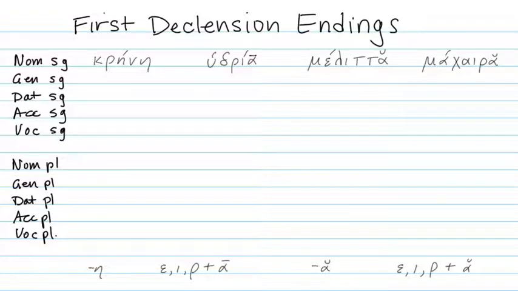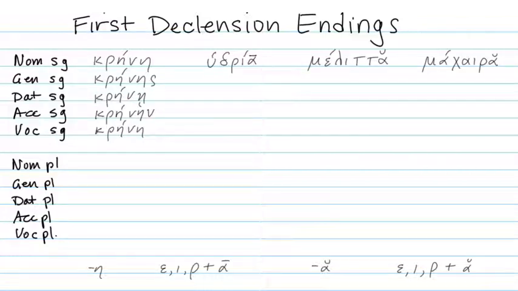So let's look at the new endings. For krene, the genitive singular is krenes, eta sigma. Dative singular krene, eta with an iota subscript. Accusative singular krenen. Vocative singular, as usual, is identical to the nominative singular. That's going to be true for most of our paradigms. The only exception we've seen thus far is the second declension agros versus vocative agre.